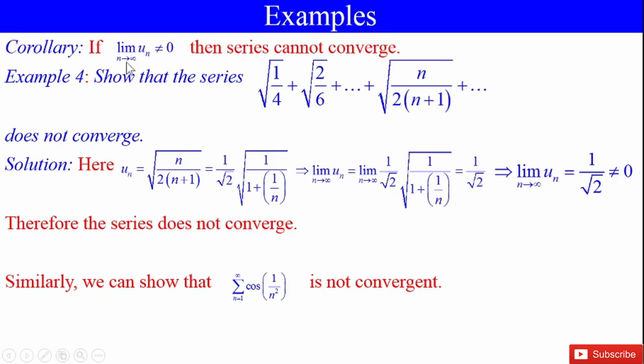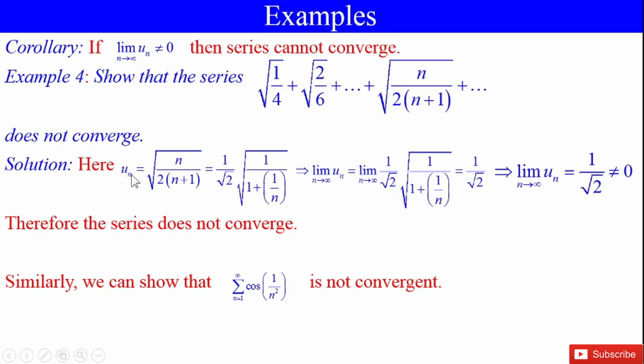Corollary: if limit n tends to infinity un is not equal to 0, then the series cannot converge. Example 4. Show that the series under root 1 by 4 plus under root 2 by 6 plus up to under root n by 2 times n plus 1 plus up to infinity does not converge.